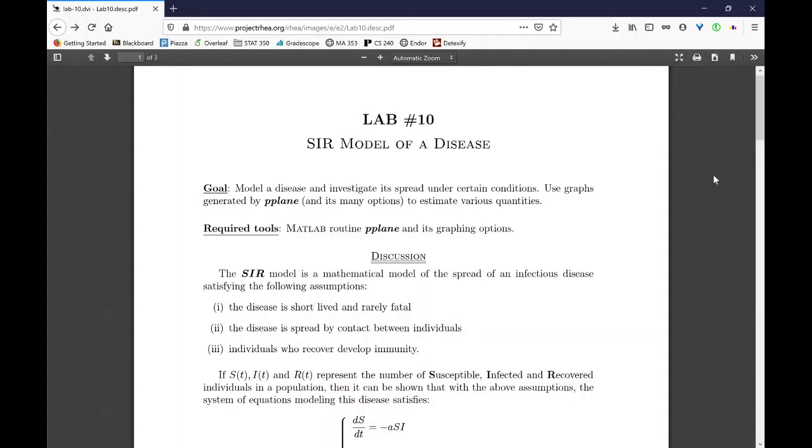Hello everybody and welcome to Lab 10 where we're going to be talking about the SIR model of a disease. Now this lab is going to be pretty relevant to our current situation, so I'm going to be going over the full discussion so you can get a better understanding of how this all works.